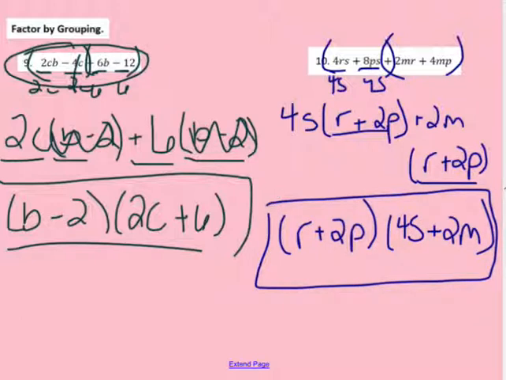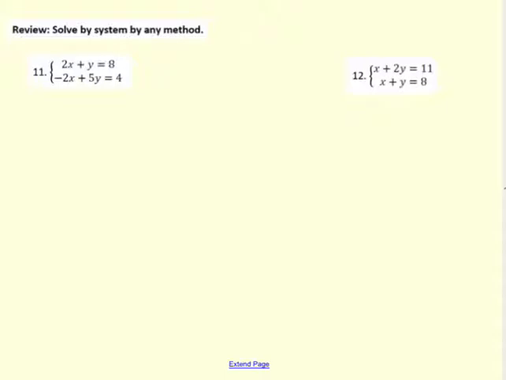All right, let's take a look at number 11. For number 11, to me, this looks like it's the easiest to use elimination because I have the same number with opposite signs on my x's. Once you have the same number with opposite signs, you can go ahead and add down the columns. So 2x minus 2x cancels out. y plus 5y is 6y. 8 plus 4 is 12.